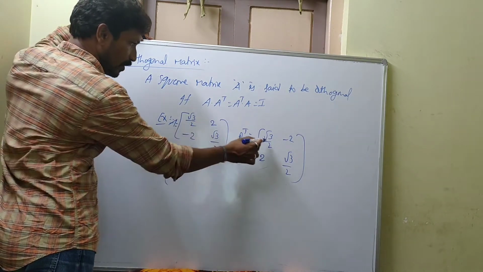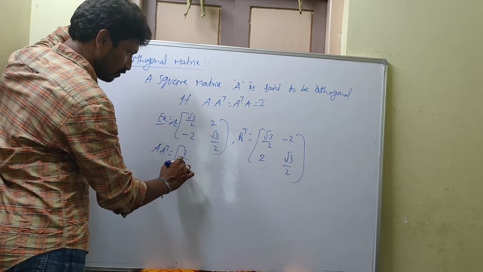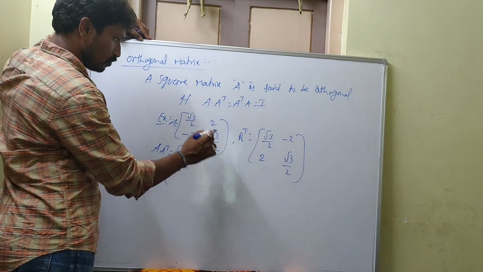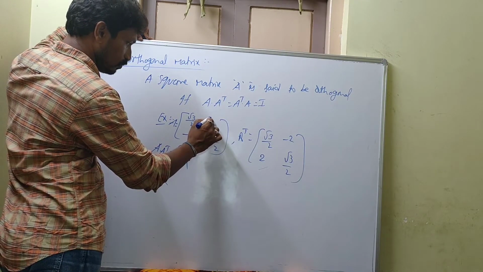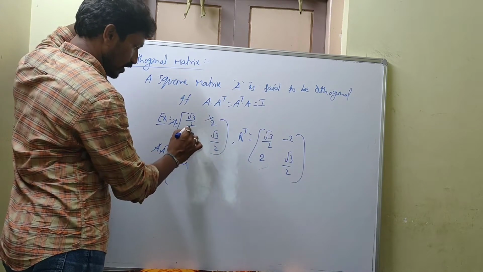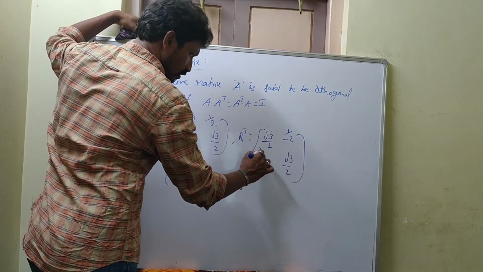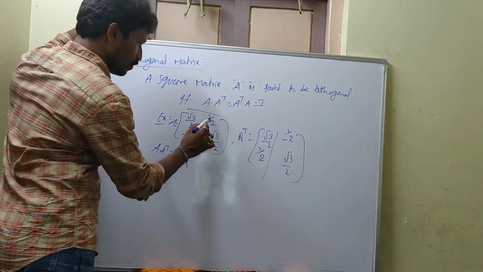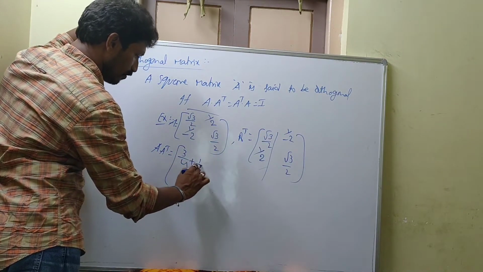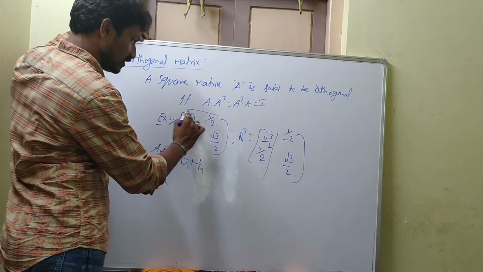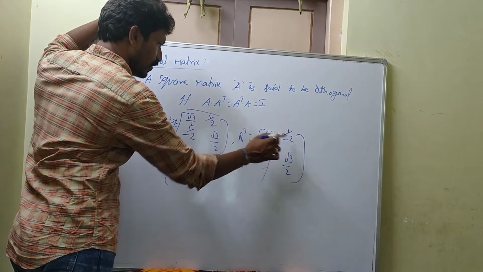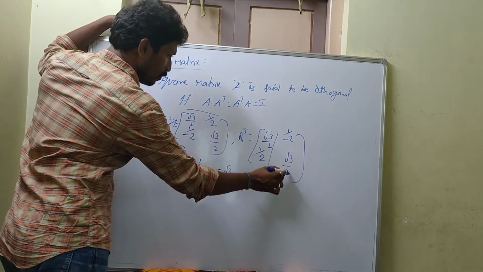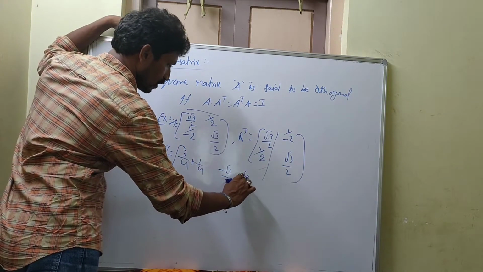See, root 3 by 2 into root 3 by 2, what you have? 3 by 4. Oh, sorry, here you take some 1 by 2. Then 1 by 2 into first row to first column, 1 by 2 into 1 by 2, 1 by 4. Next, same first row to second column: root 3 by 2 into minus 1 by 2, minus root 3 by 4. 1 by 2 into root 3 by 2, plus root 3 by 4.